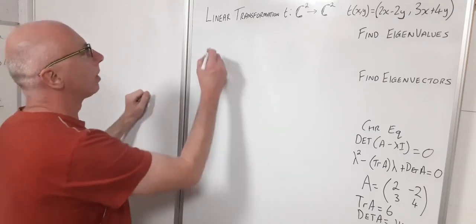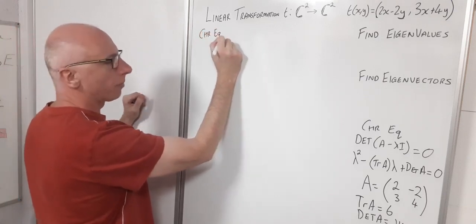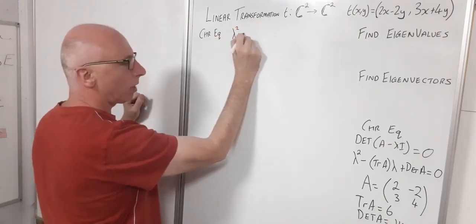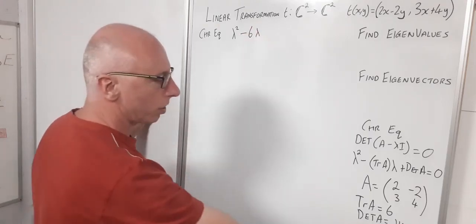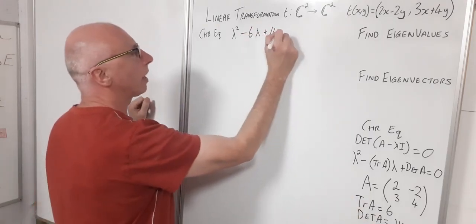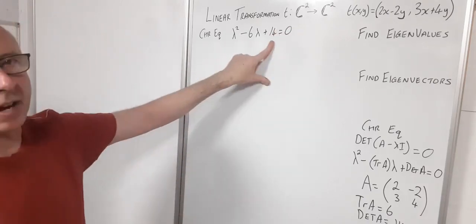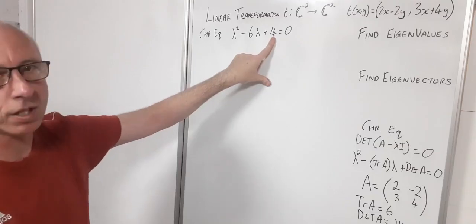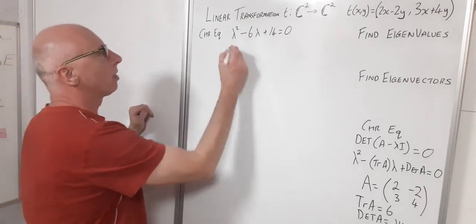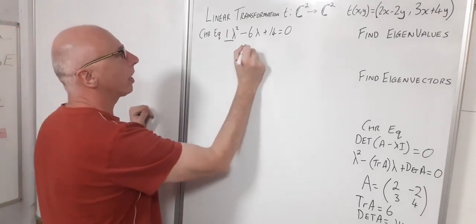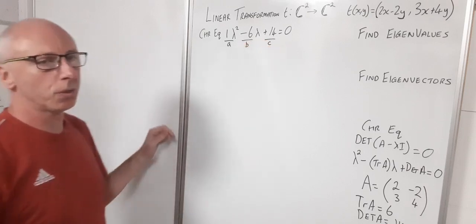So let's write this up now. The characteristic equation will now give us lambda squared minus 6 lambda, plus the determinant, which is 14, and that equals 0. So now we need to solve for lambda. This is not factorable. I can see straight away, with 14 and 1 and 7 and 2, that's not going to work. So let's go straight into the quadratic formula. A is 1, B is minus 6, and C is plus 14.